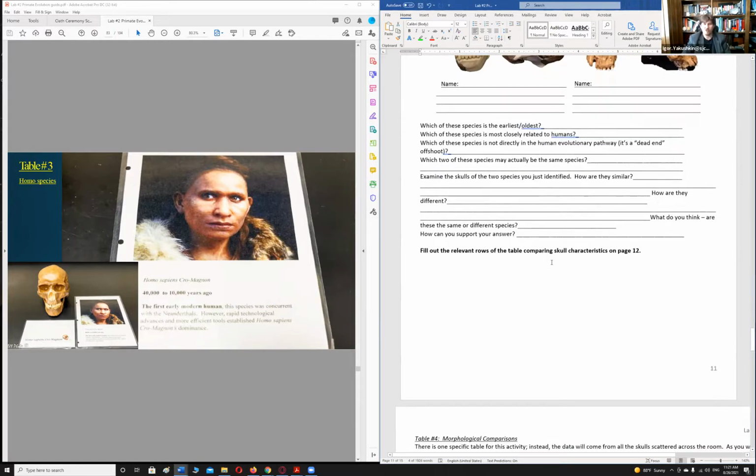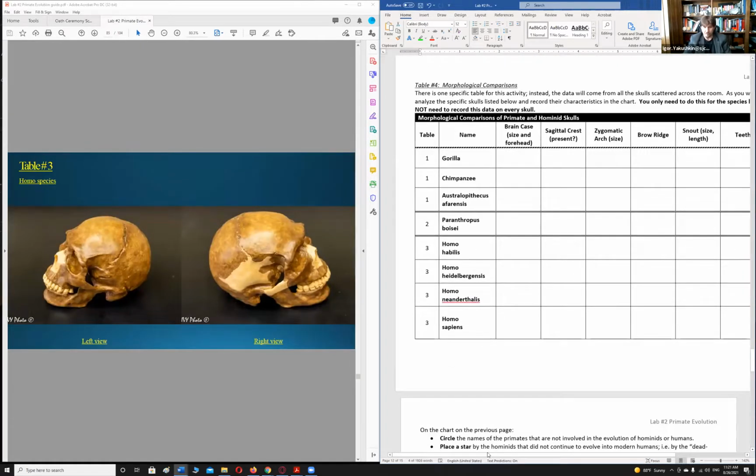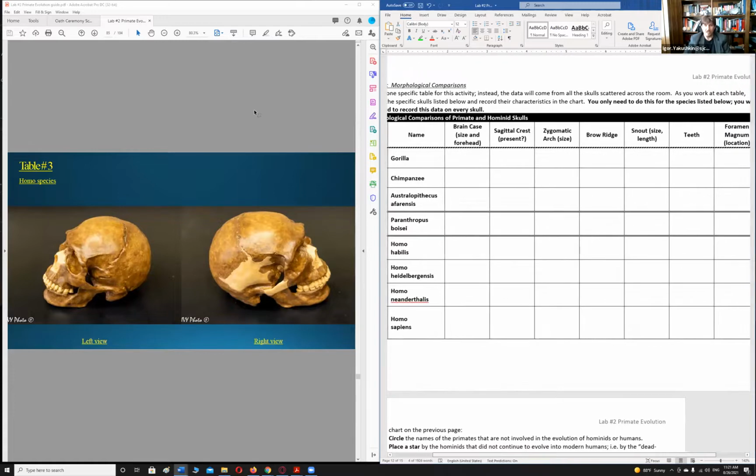Now, fill out the relevant rows on page number 12. Here we have quite a few questions regarding that particular page, this table. And I will talk to you about this. I'll give you the examples. So I don't really need the actual numbers, the sagittal crest, or the size of the snout, or anything like that. Teeth, the size of the teeth. Brain case, size and the forehead, relatively small. Chimpanzee, relatively small, about 400 cubic centimeters.